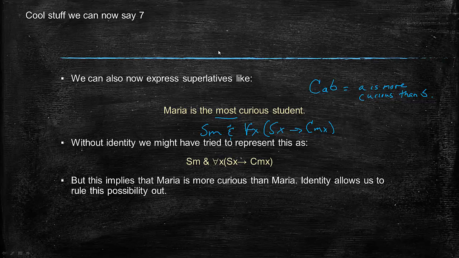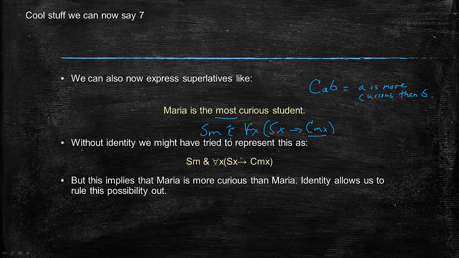Right. So what's wrong with it is that it implies that Maria is more curious than Maria. Right, so for all x, if x is a student, and Maria is a student, it would follow that Maria is more curious than Maria. Maria is not more curious than Maria, of course. So what we need to do is figure out a way to avoid saying that. So we want to say something like this, but rule out the possibility that Maria is more curious than Maria.